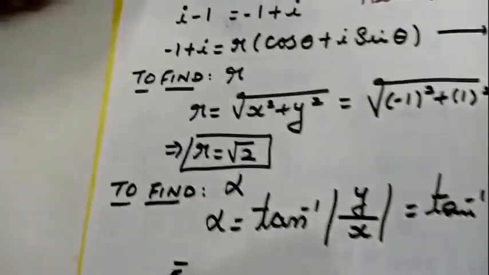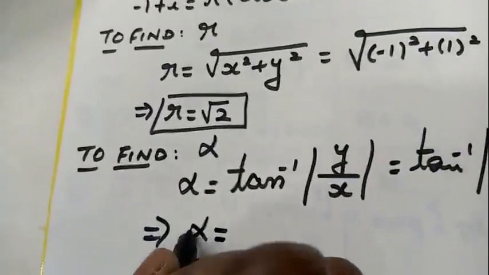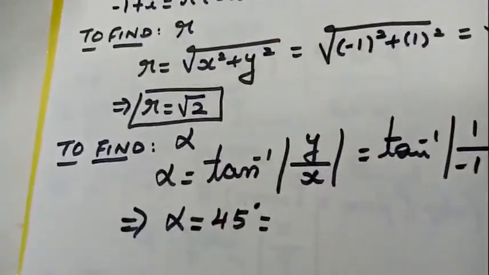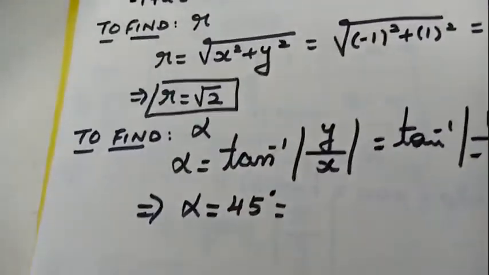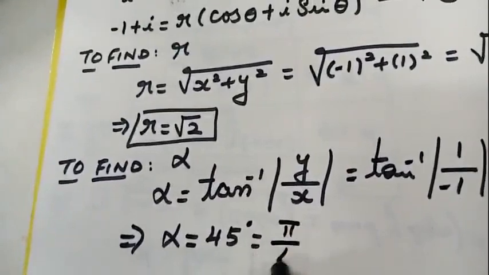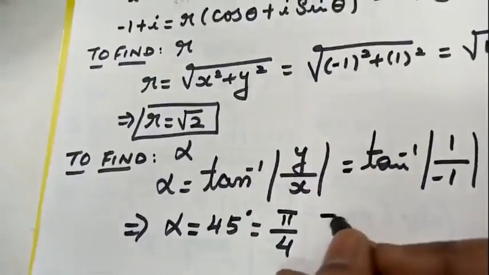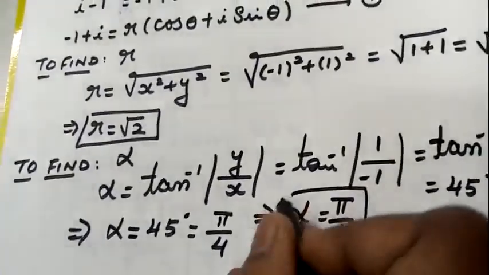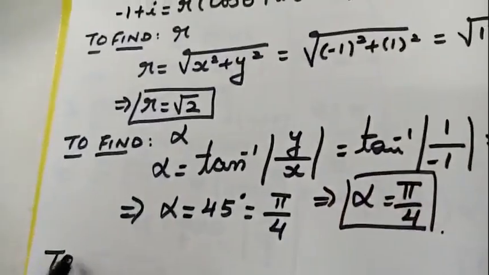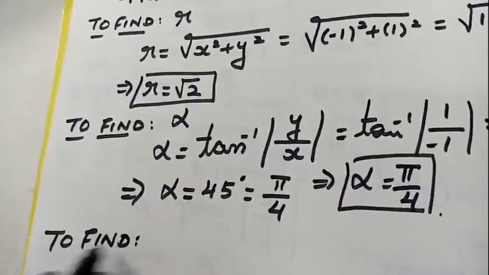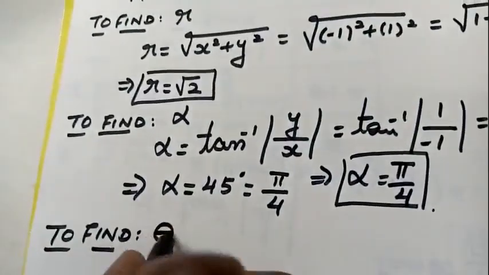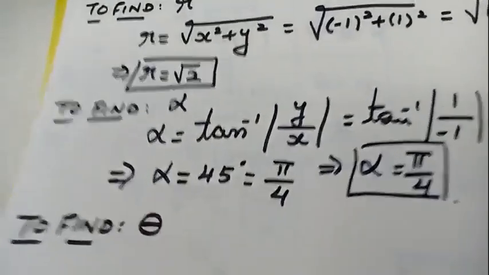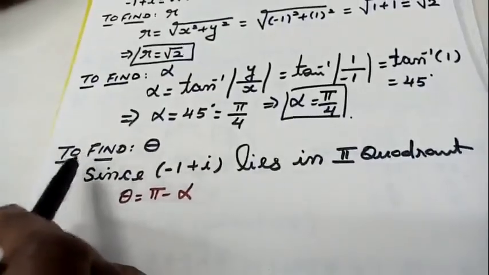So shall I write like this, students? Alpha is equal to 45 degree, which is nothing but pi by 4. This can be written in this form, that is alpha is equal to pi by 4. And the next step I am going to do here is to find theta. So what is the procedure I told you to find theta, students?